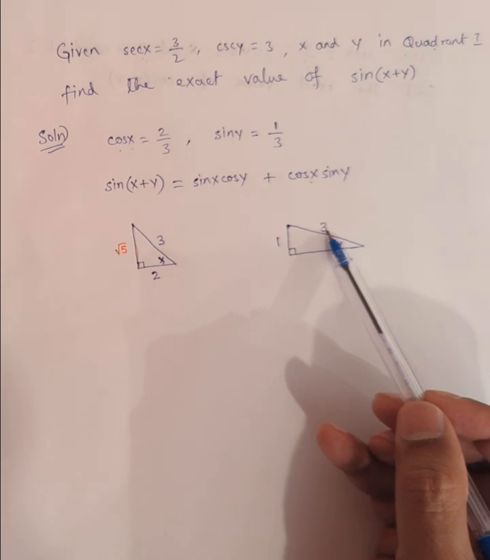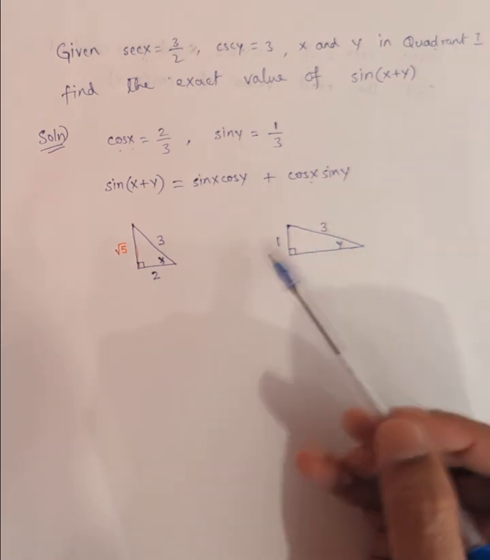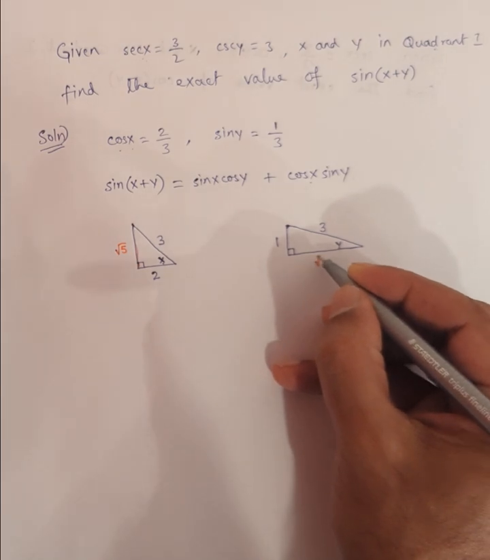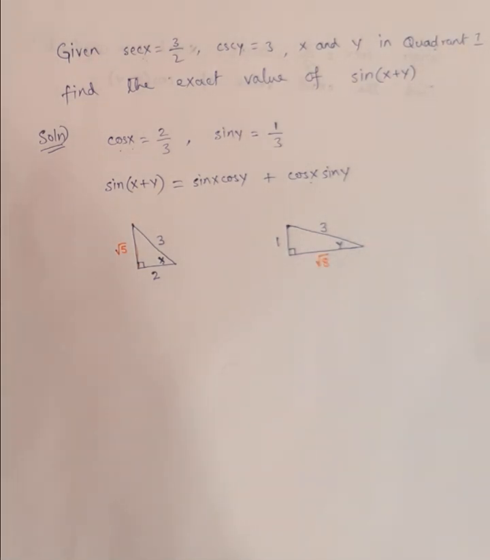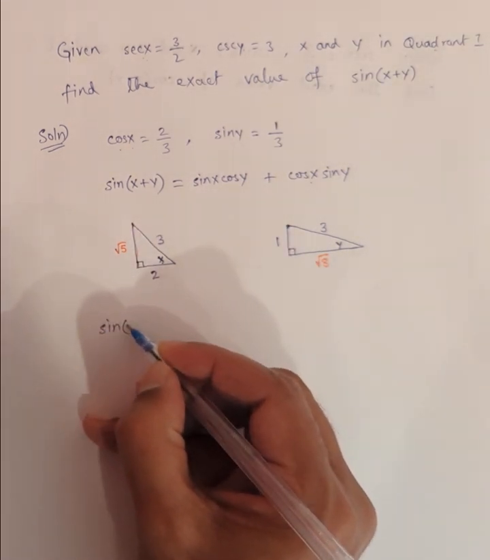Square the biggest side, you get 9. Square the smallest side, you get 1. And you subtract those squares. So 9 minus 1 is 8. And we need to take the square root of that to get the side. Perfect. So from these two triangles, I can write down sine of x plus y.